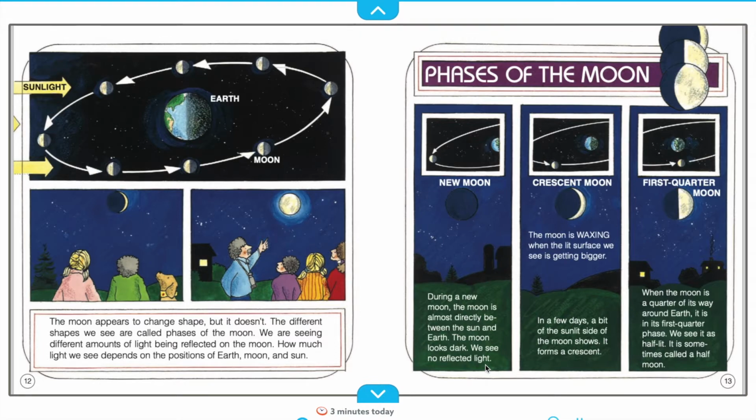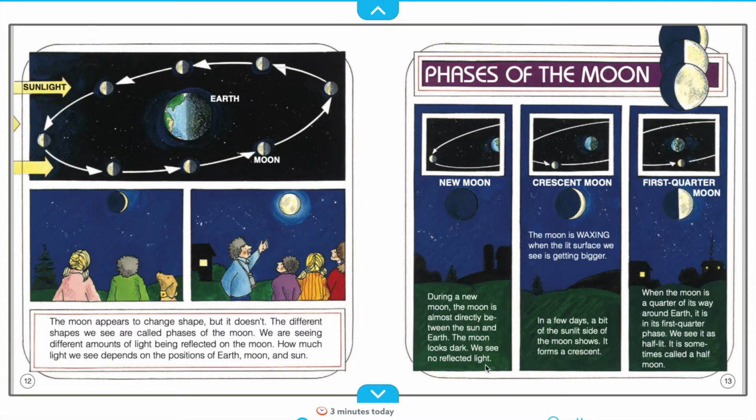Phases of the moon. In the first column, we see a new moon, and it looks completely black. I don't see the moon, I barely see the moon at all. During a new moon, the moon is almost directly between the sun and the earth. The moon looks dark. We see no reflected light.